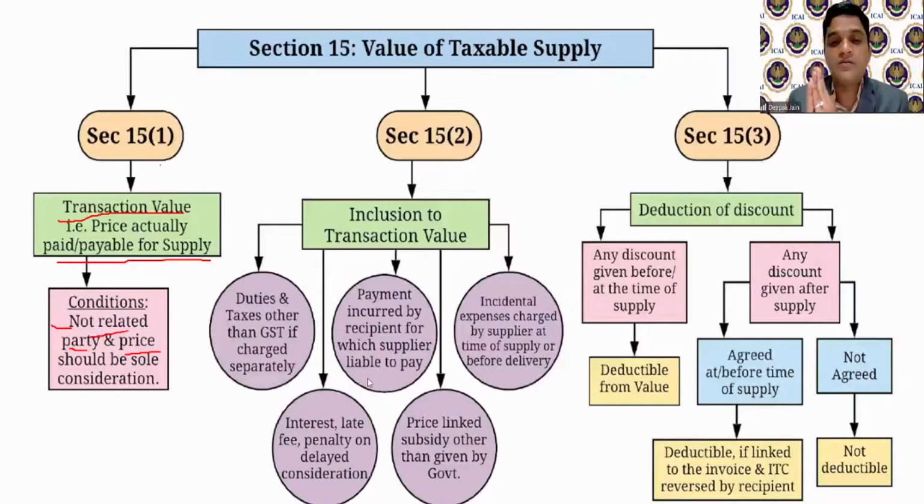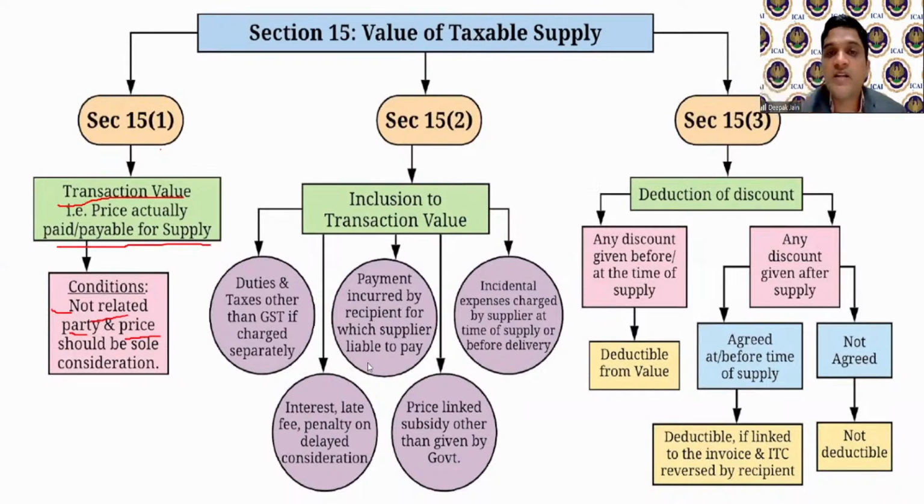That's all I'm saying. Then what has to be considered, we'll see next. But in case of a related party, the transaction value will not be the sole value, because for getting into transaction value, you should enter with non-related persons and price should not be the sole consideration.